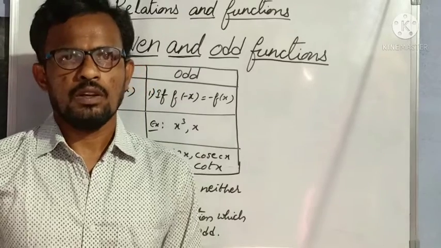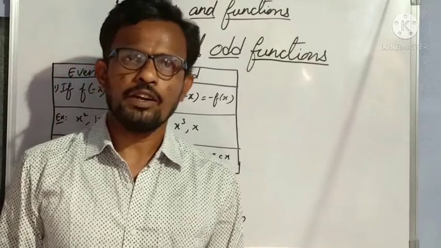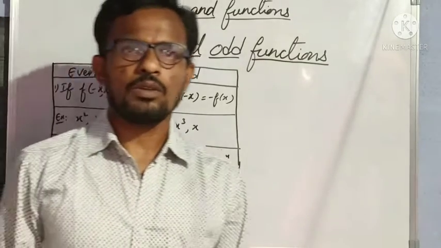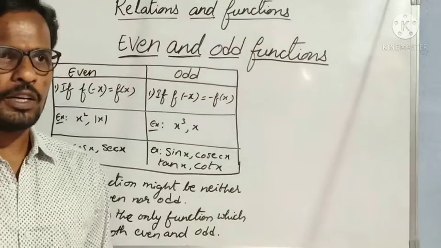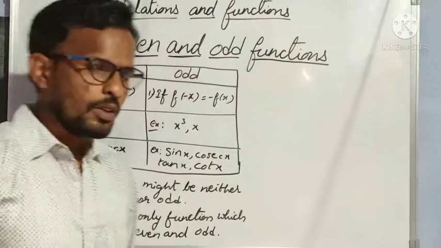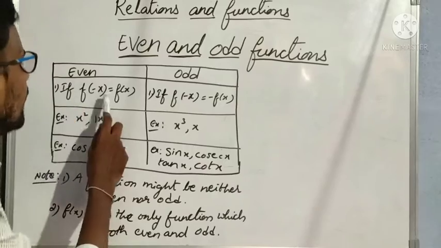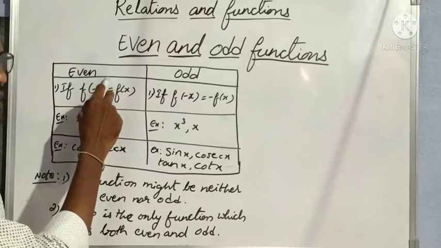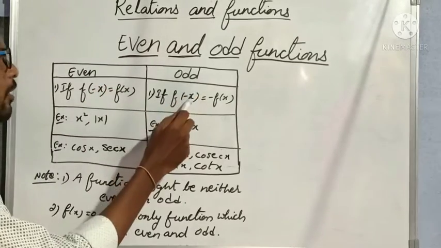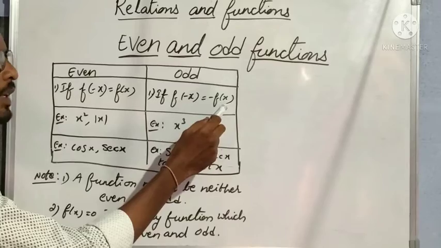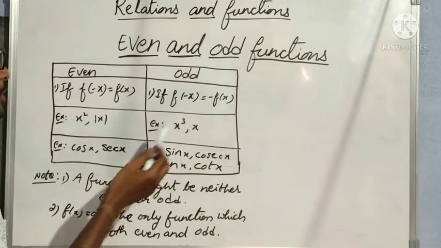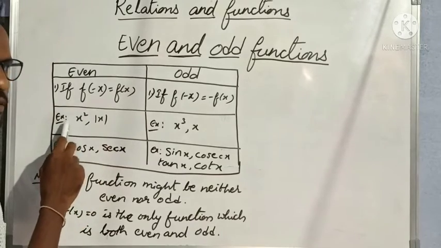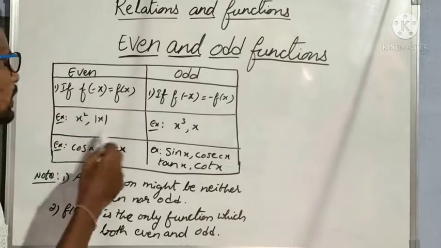So let us continue with our even and odd functions today in our class. Okay. So what are even functions and odd functions? Even functions: if f of minus x is equal to f of x, then such a function is called an even function. And if f of minus x is equal to minus f of x, then such a function is called an odd function. What are the examples of even functions? y is equal to x square and y is equal to mod x. These two are examples of even functions.